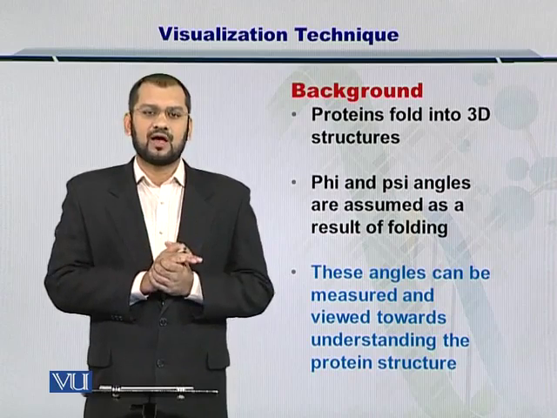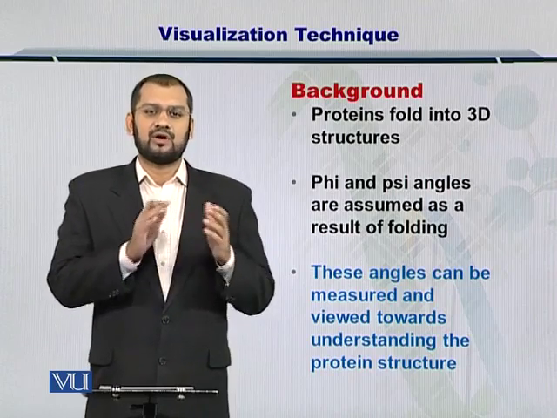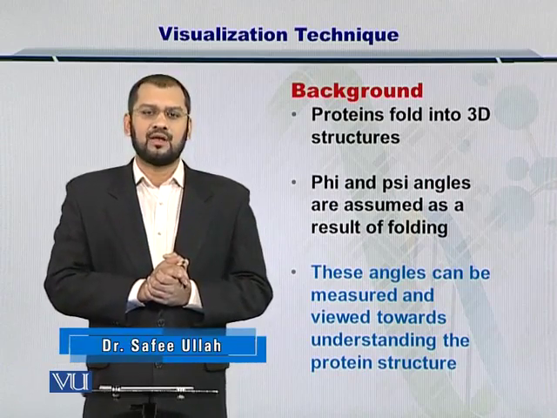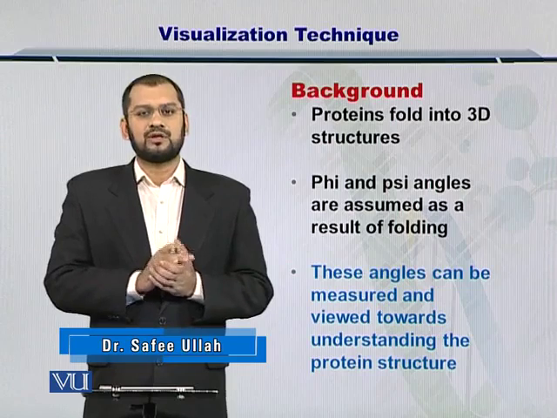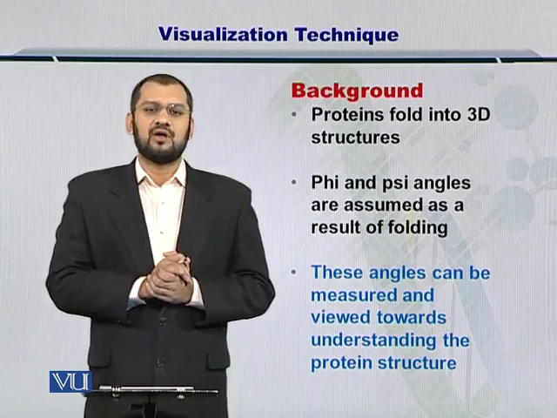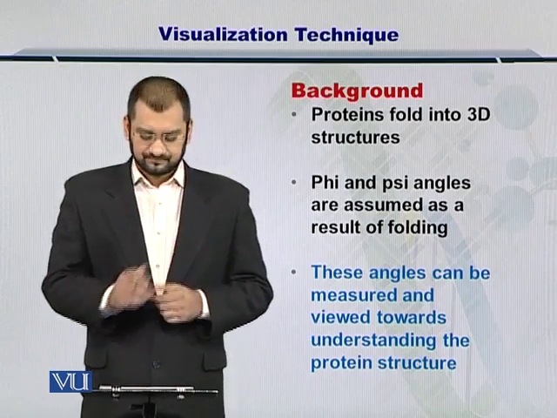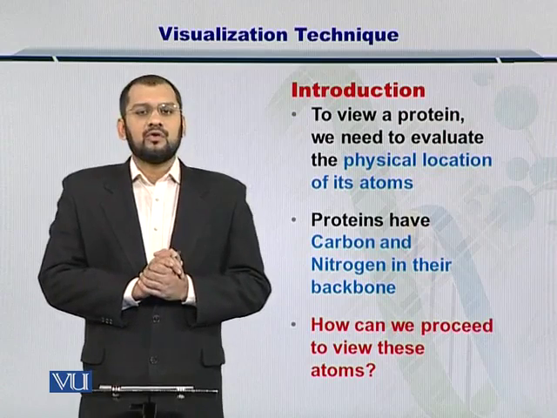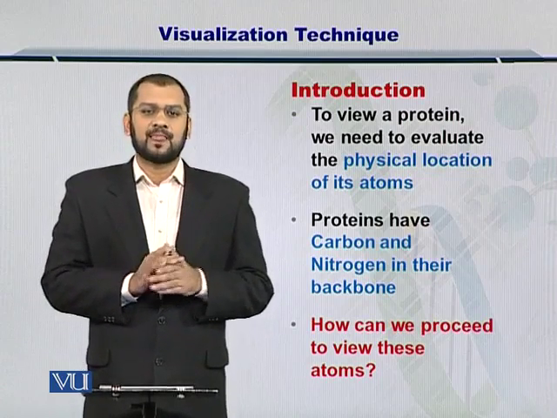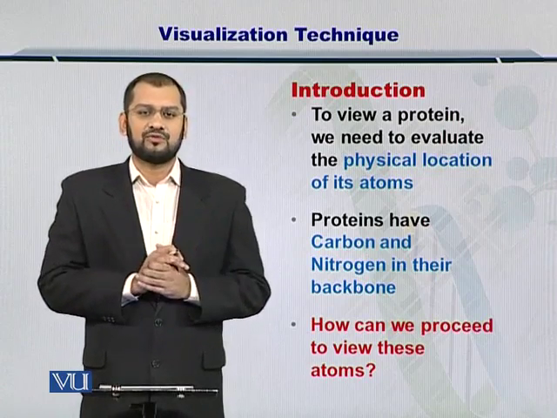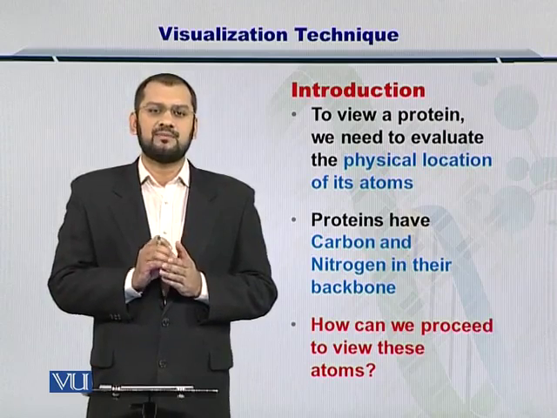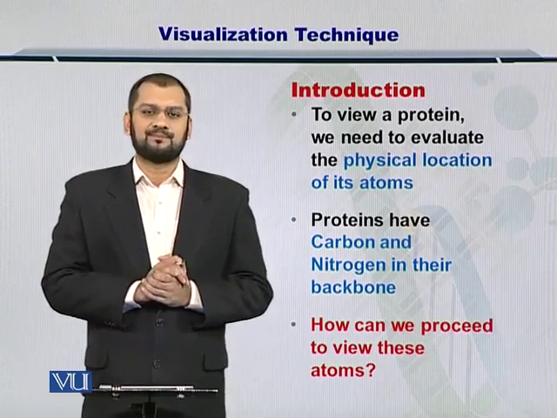You can measure these psi and phi angles and then plot them in order to construct the backbone structure of the protein. However, if you want to plot each atom within the backbone, you need to plot the atomic positions of the atoms in the backbone. So, towards looking at the structure of a protein and the atoms inside the backbone, you need to have specific positions for each atom along the backbone of the protein.